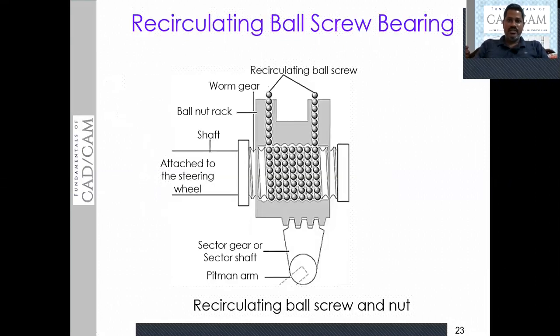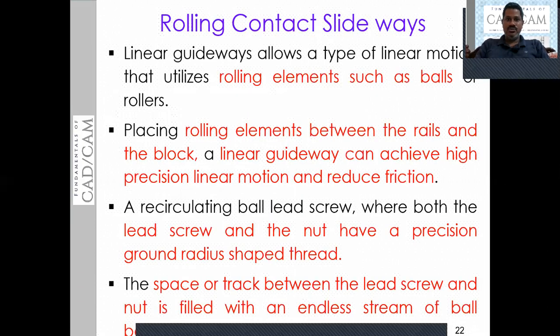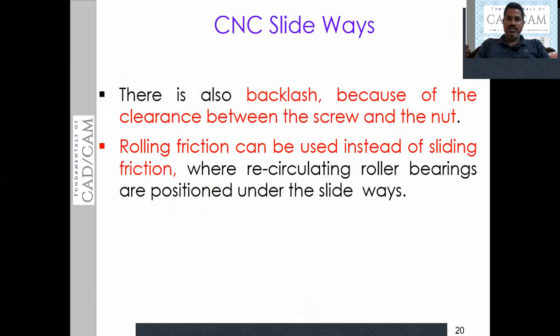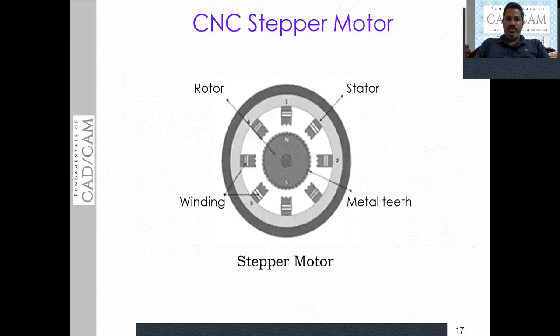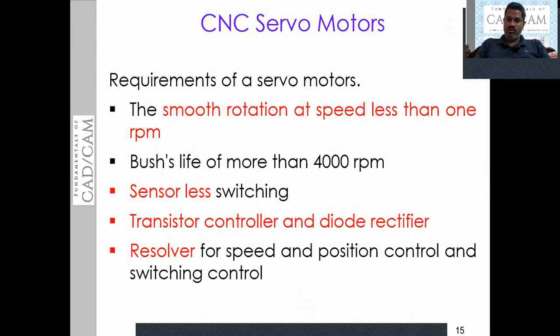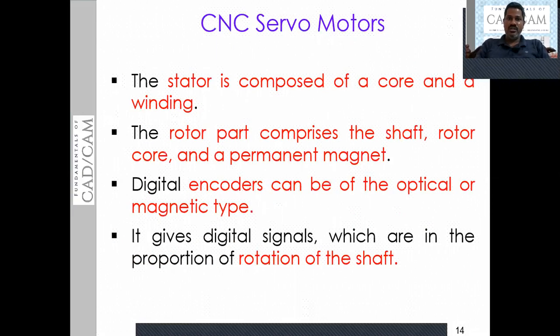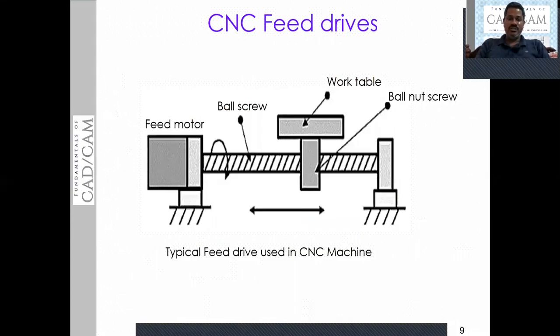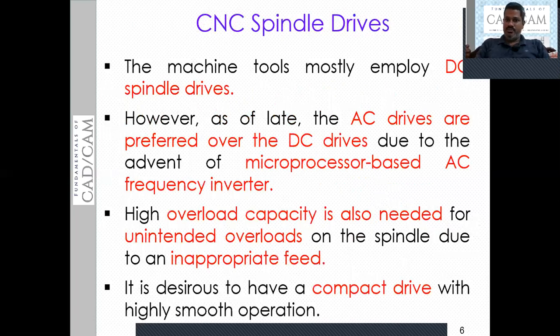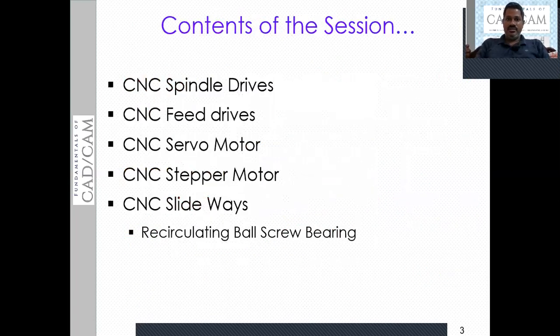Let me go back to what we have discussed as of now. Recirculating ball screw we have discussed. Then we have seen the slideways. Stepper motor, we have seen the working principle and the requirements of the stepper motor. Then we have seen the servo motors, requirements of the servo motors, and the construction details of the servo motor. Then we have seen the feedback drives, then spindle drives. So these are all the contents covered in this session.